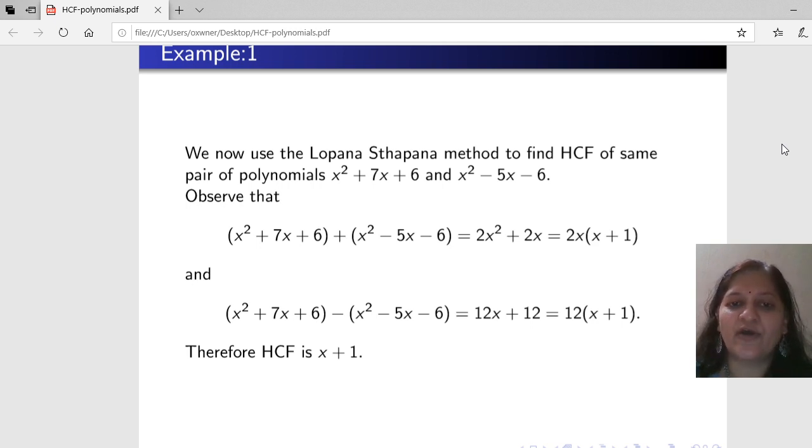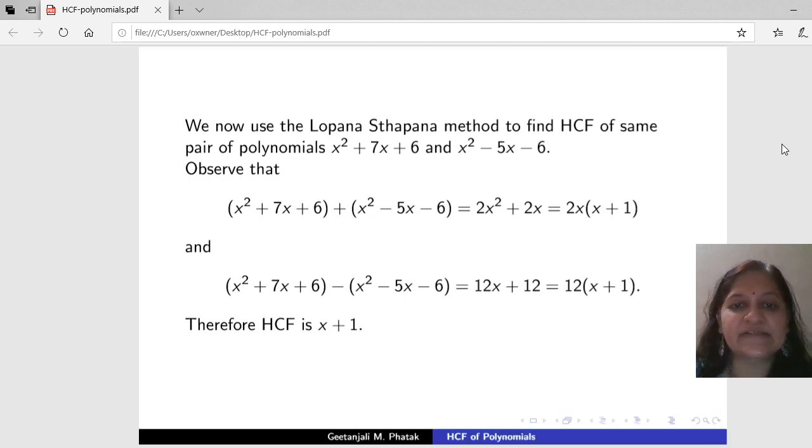Now HCF of the original pair of polynomials is same as the HCF of the new pair of polynomials, that is 2x into x plus 1 and 12 into x plus 1. Now it is very easy to see that for these two polynomials, the highest common factor is x plus 1. So x plus 1 is the HCF of the original pair of polynomials. Now let us discuss another example.